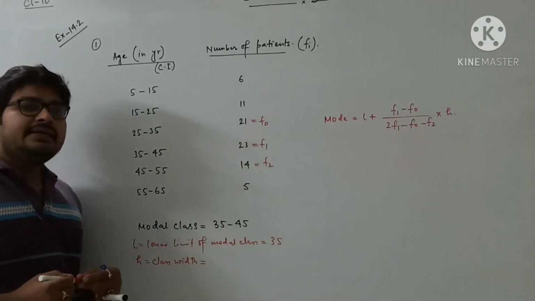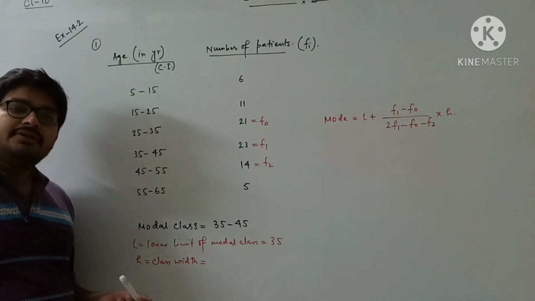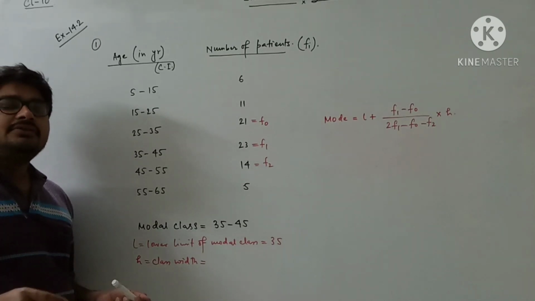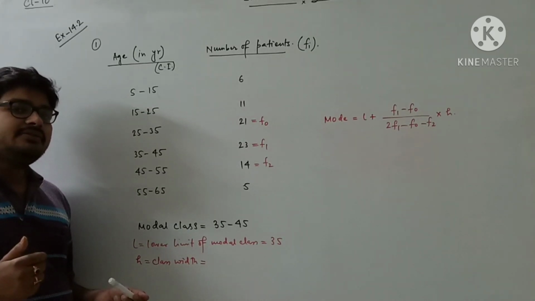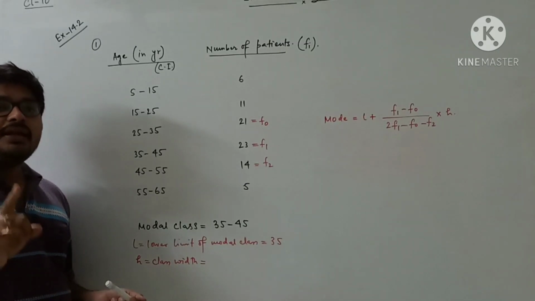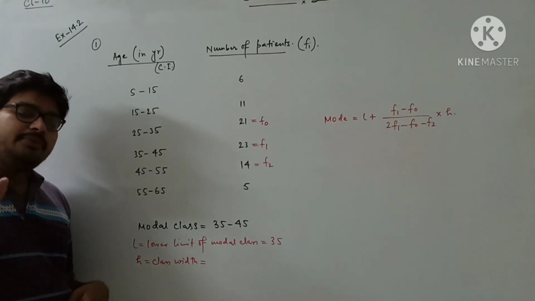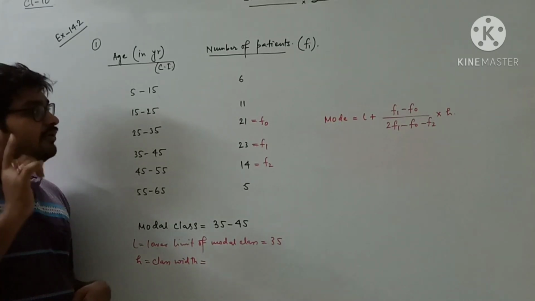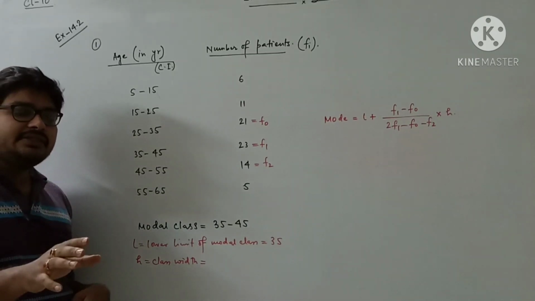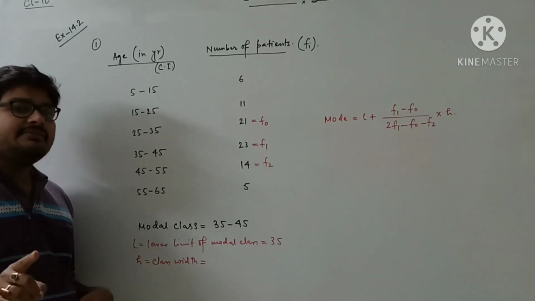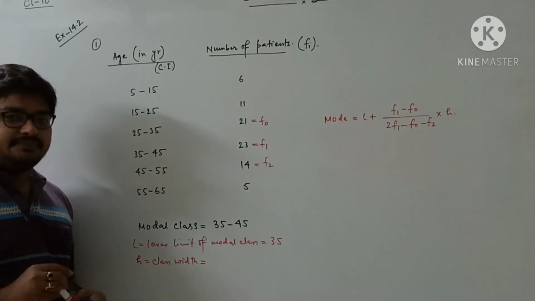Because I have seen some problems where the class interval lengths are not always the same. In that case, students ask which class width they should choose. So do remember, you have to choose the modal class width. But before finding the class width, you have to be very clear whether your given class intervals are continuous or discontinuous. If it is continuous, no problem. If it is discontinuous, you have to make it continuous and then find the class width.